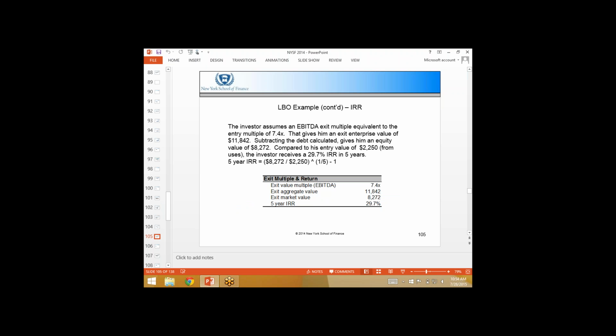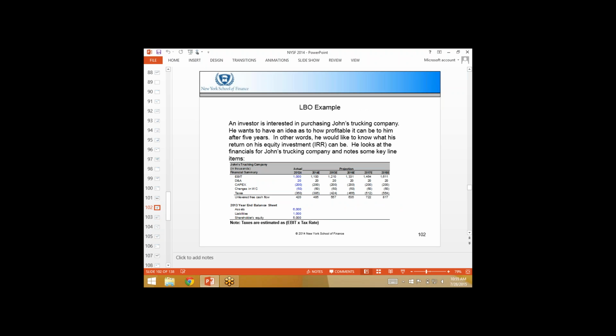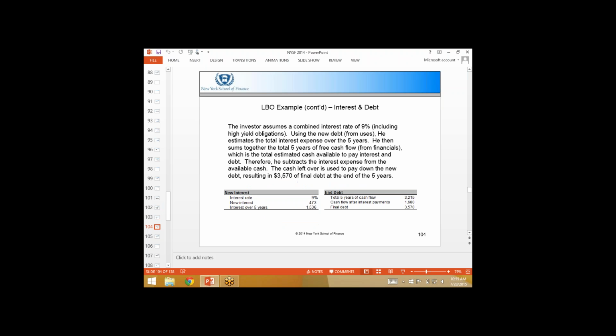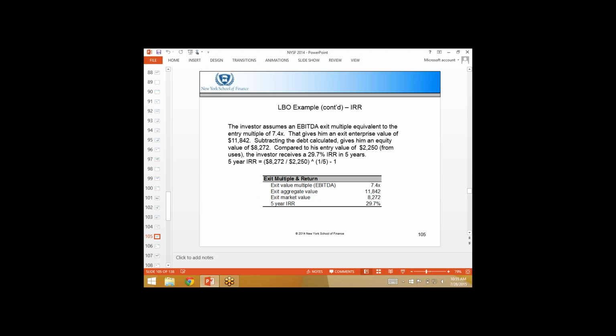And that gave me about 8272. Why is it 11842? Must be rounding. And that's 7.4. 7.4 times 1631. It must be like 7.36 or something like that in the model. But okay, so you get the idea. So this minus 35 gives you, in this case it was 8.2. That gives you an exit value. Exit minus final debt, 8272. That's how much money we get.